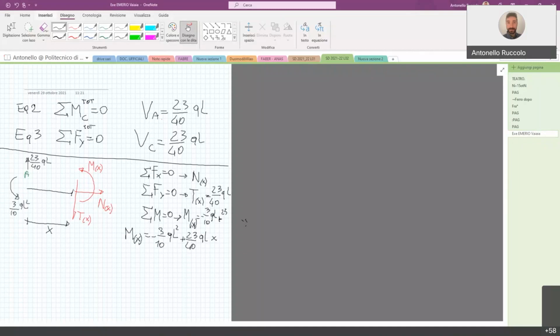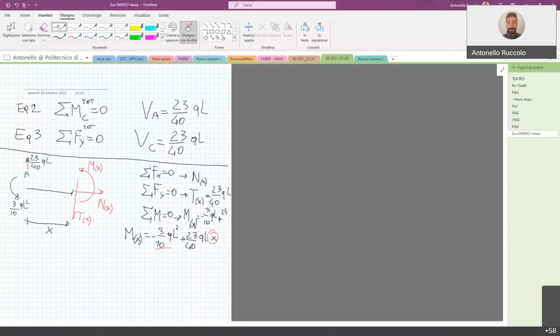So we find that, as we expect, we have no distributed load applied. So we have a constant shear force, which is always equal to 23/40 QL in every part of this first section of the beam. And since we have a constant shear force, we have a linear bending moment, because we have only a constant term plus a linear one with x to the power of 1.